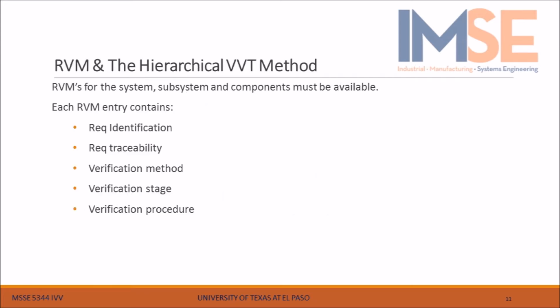The RVM for the system, subsystem, and components must be available. Each RVM entry consists of requirements identification, requirements traceability, a verification method, which is how you plan to verify this requirement has been met. This can often be analysis, inspection, demonstration, testing, certification, etc. A verification stage, which is at what point in the process you will perform the verification. And finally, a verification procedure, which is how you plan to do the verifying. These stages will often follow the phases of production and development of the system, subsystem, and components. For example, the definition, design, implementation, integration, and qualification stages.